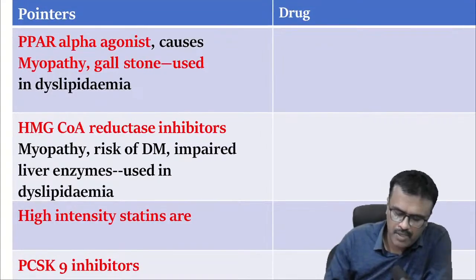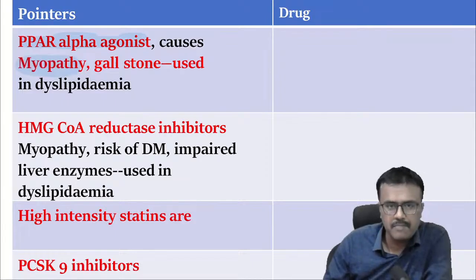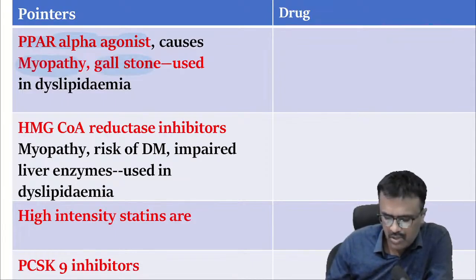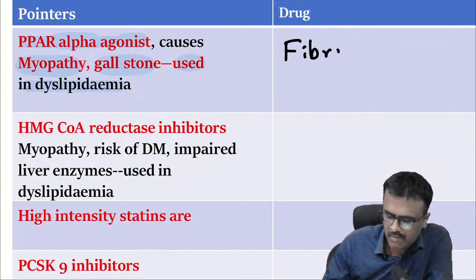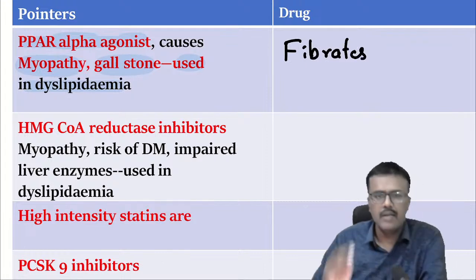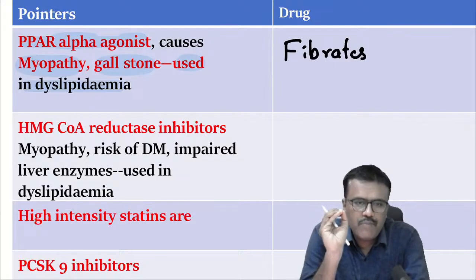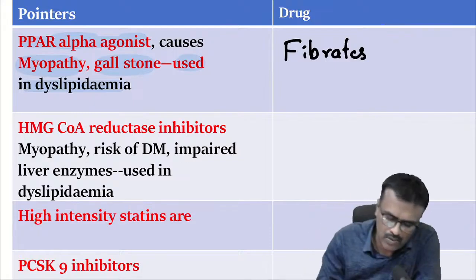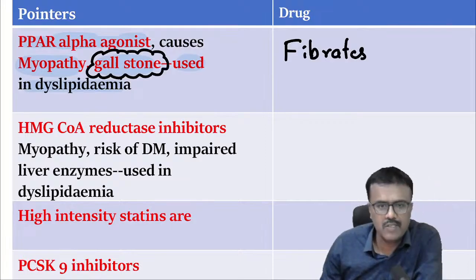Now, I have given some pointers for dyslipidemia drugs. Which dyslipidemia drugs are PPAR alpha agonists? They cause myopathy and gallstones, and are used in dyslipidemia. These are fibrates. Take a guess. Fibrates. The names are fenofibrate, clofibrate, gemfibrozil. So recently they asked a question, what will increase gallstones? That is fibrates.